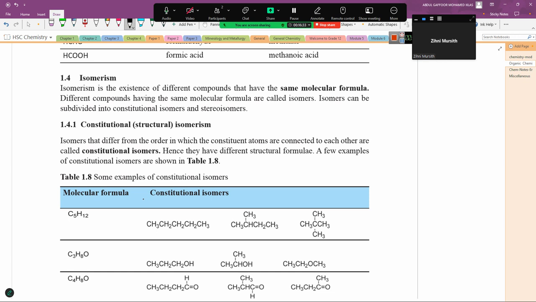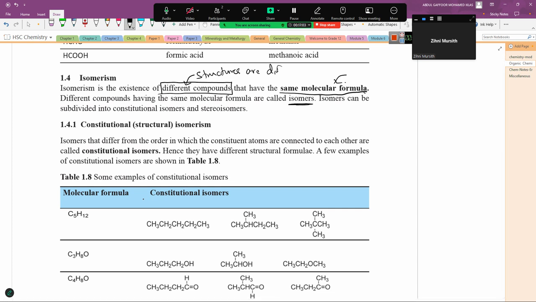Isomerism is the existence of different compounds, meaning the structures are different, that have the same molecular formula. Same molecular formula means the number of atoms present in the molecule is the same. Different compounds having the same molecular formula are called isomers.